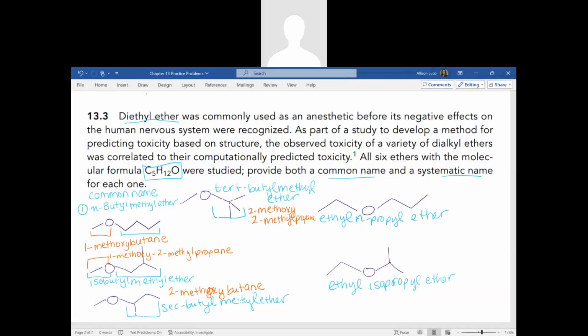This ethyl N-propyl ether, this would be a 1-ethoxy propane. Oh, just ethoxy. And then we have our last structure here. This would be a 2-ethoxy propane.